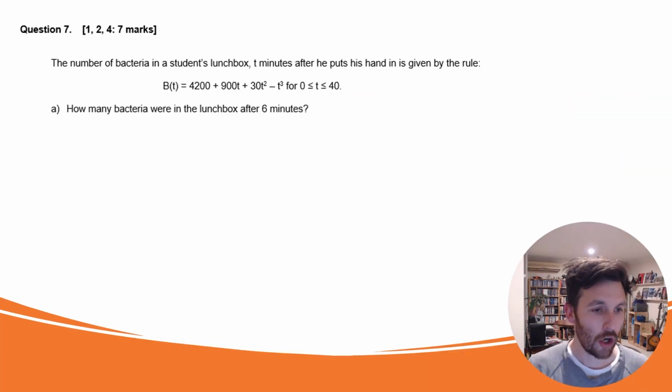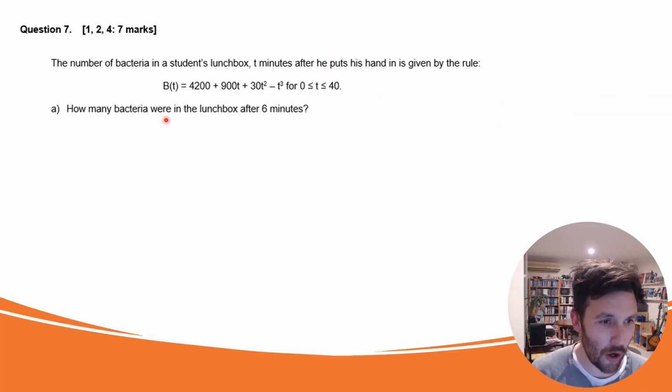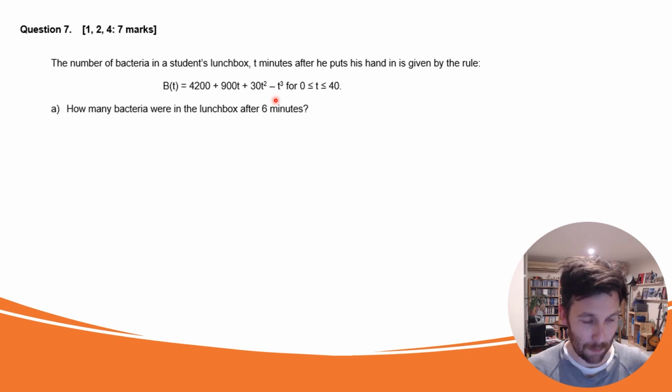Delicious. Okay, so the function that we're working with today is this one. We've got b of t equals 4,200 plus 900t plus 30t squared, take t to the power 3. And the domain in which this applies is when t is greater than or equal to 0 or less than or equal to 40. So the first question is, how many bacteria were in the lunchbox after 6 minutes?